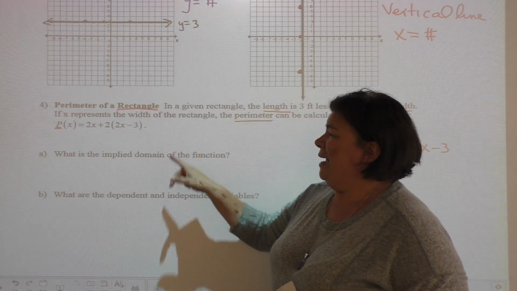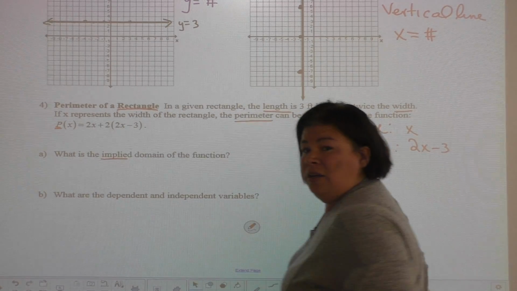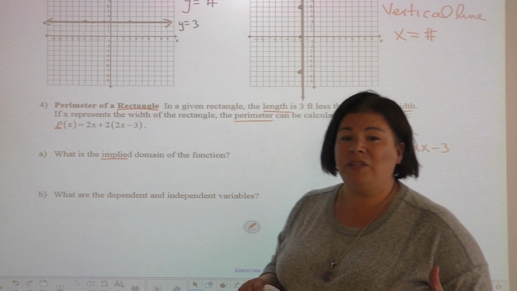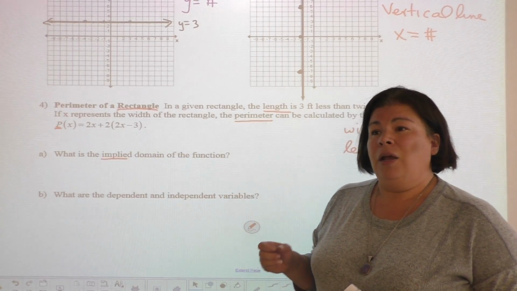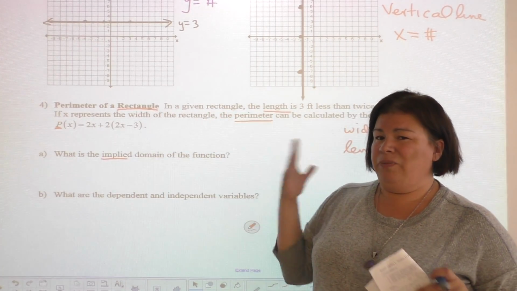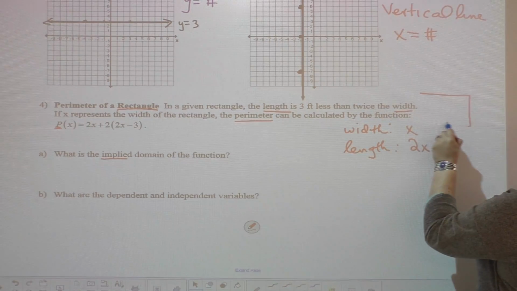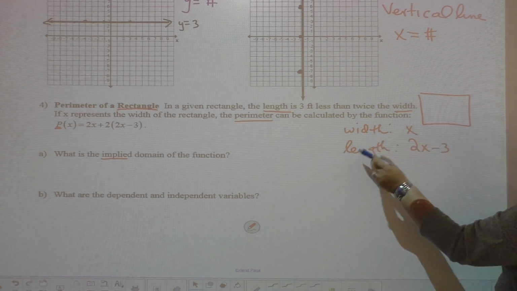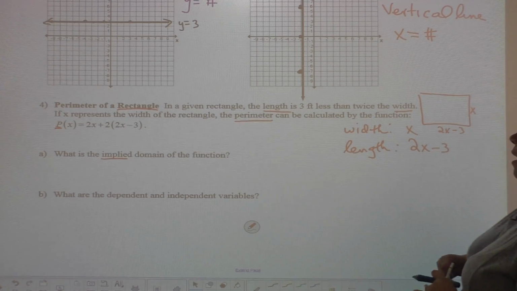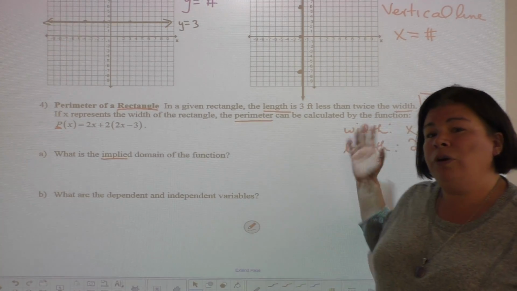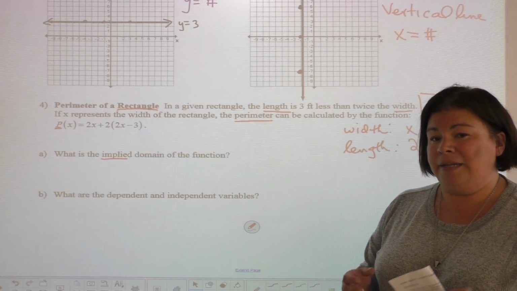So they're asking us, what is the implied domain of the function? Now, we've talked about domain, the set of all x values that work in our function. But the implied domain, since we're dealing with a real life situation, we have to think about it. If I have a rectangle whose length is 2x minus 3 and the width is x, I know that in order for a rectangle to exist, I have to have some width and some length.